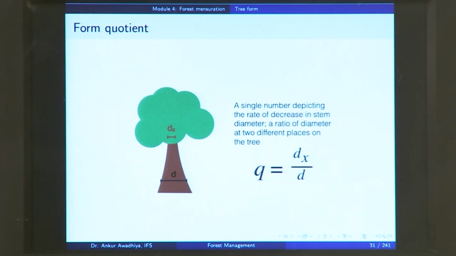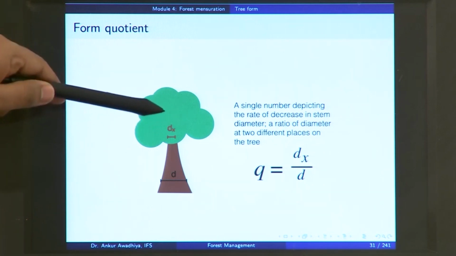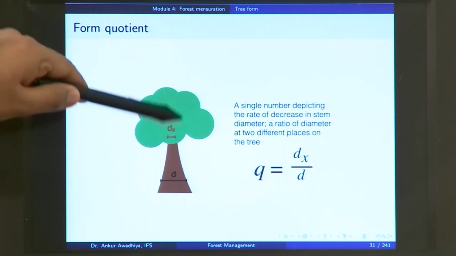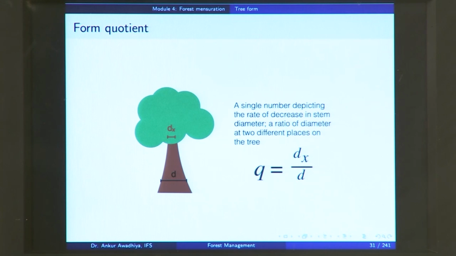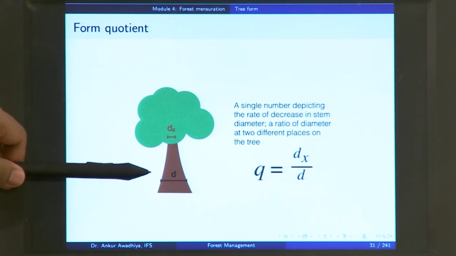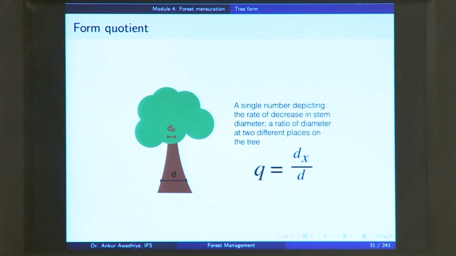If you have a tree with a great amount of taper, so d at this point, d at x will be very small, and so the form quotient will also be small, whereas in the case of a cylinder, the form quotient will be greater. So, now the next question is, where do you measure this d and where do you measure the dx?